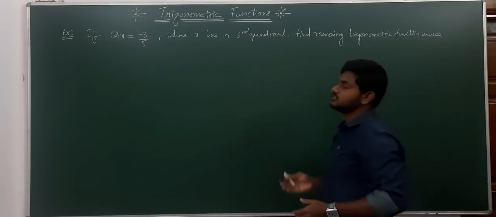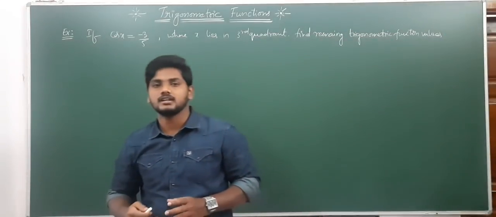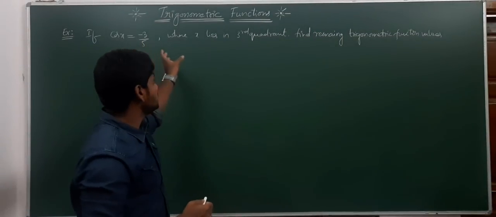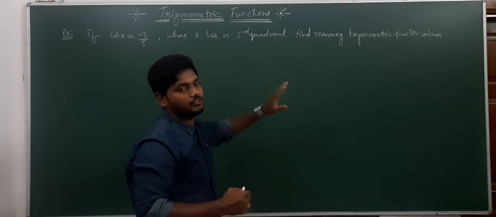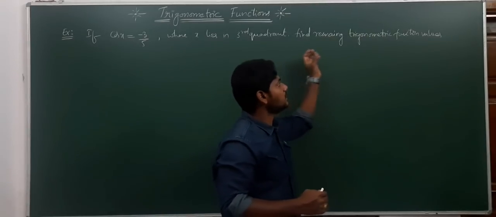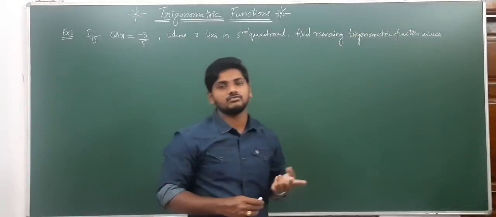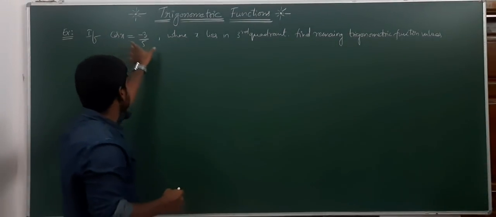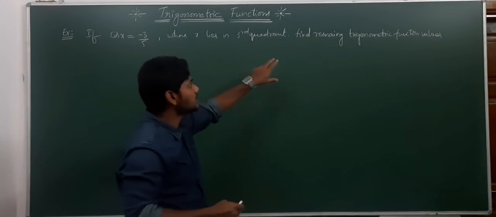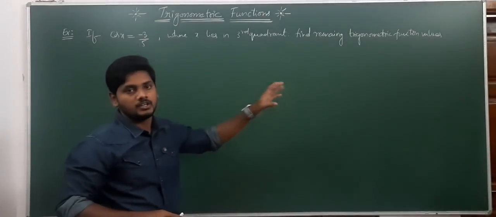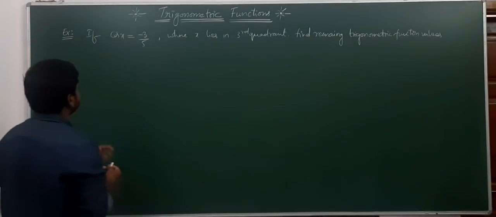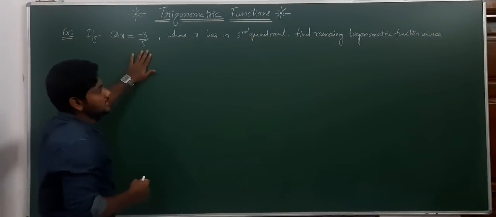So this is the question. They may ask it for 1 mark or for 2 marks. If they ask like this, cos x equal to minus 3 by 5 where x lies in some particular quadrant, and ask to find the remaining trigonometric function values, that may be asked for 2 marks in the PU board. If they ask to find only tan or cosecant, they may ask for 1 mark. Let us solve this. Cos x equal to minus 3 by 5.